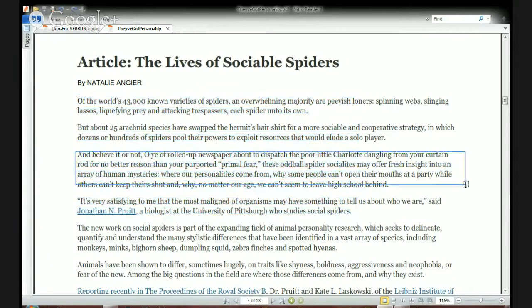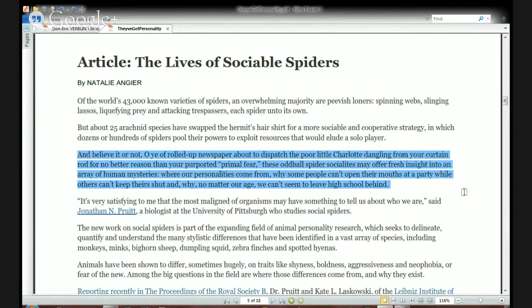Keep going. This is kind of a joke. O ye of rolled up newspaper. That's Old English. That means O is like hey, calling someone. Ye means you. Like hear ye, hear ye. In other words, everyone listen. So it's supposed to be kind of a joke. O ye, in other words, hey you, of rolled up newspapers. Because if you see a spider, the first thing you do is roll up a newspaper and swat it, right? So it doesn't bite you.